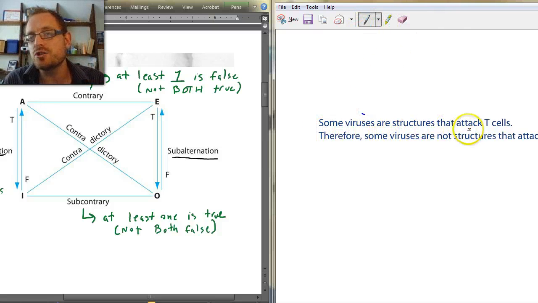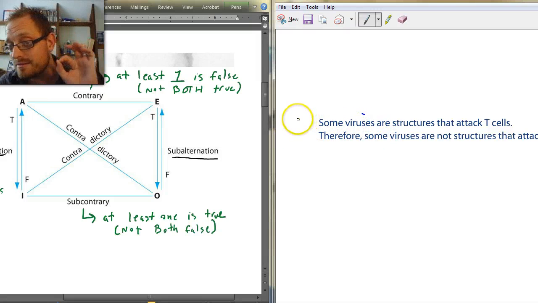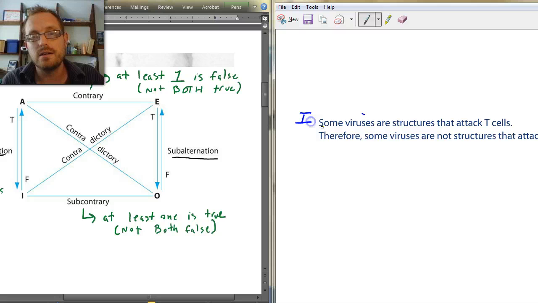Okay, so let's run through this one. Some viruses are structures that attack T cells, okay? That is what kind of statement? It's an I statement. So they're starting with an I statement and they're concluding with some viruses are not structures that attack T cells, I think it must say there. They're ending with an O statement. Now, if it doesn't say anything, we're going to assume that they're thinking that the I is true and therefore that the O is true. So let's look here at the square of opposition. Can we figure it out?